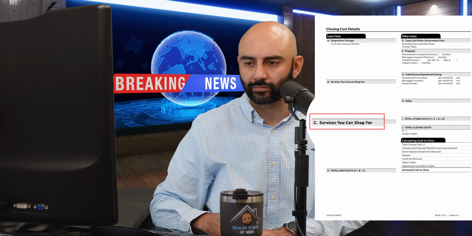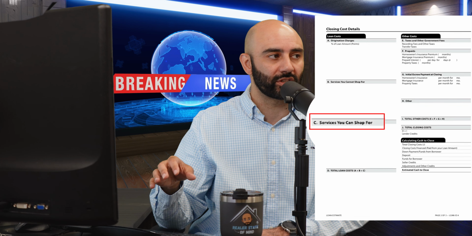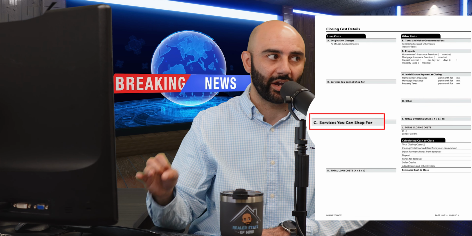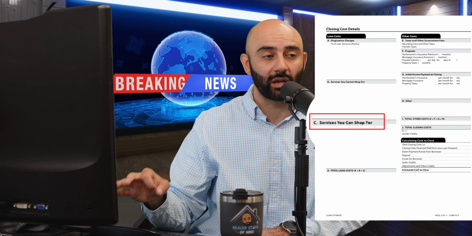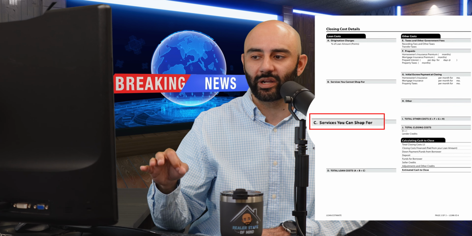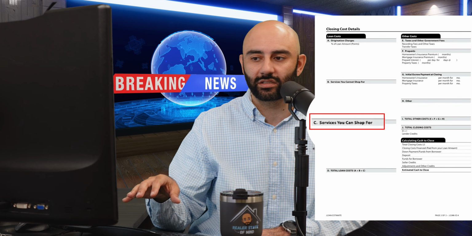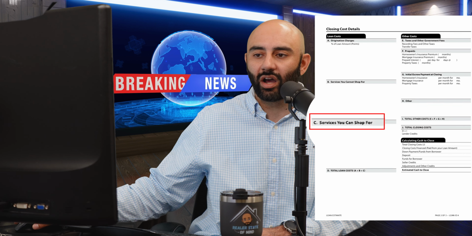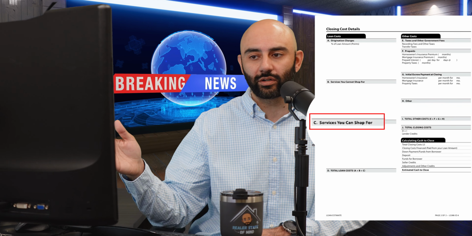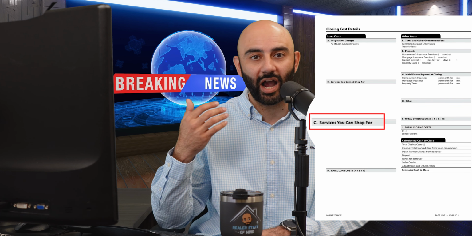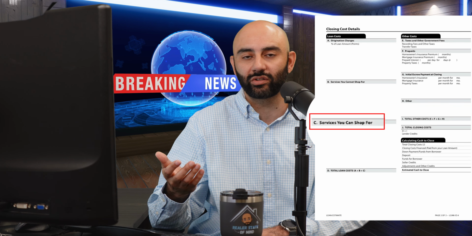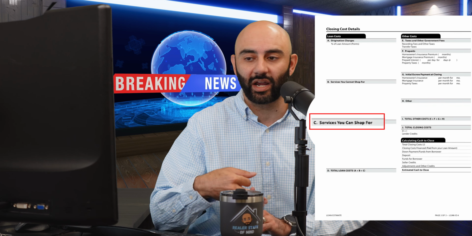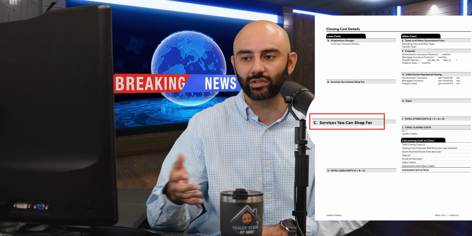Section C, especially on a home purchase, is going to be your escrow fees, title fees, and then lawyer fees in some states. Depending on the state that you're in, some people are in attorney states. Those fees are all going to be in that section. Again, they're fees that have nothing to do with the lender, especially on a purchase, because I didn't choose what escrow company you're using. I didn't choose the title company, and I didn't choose the closing attorney that you're using.